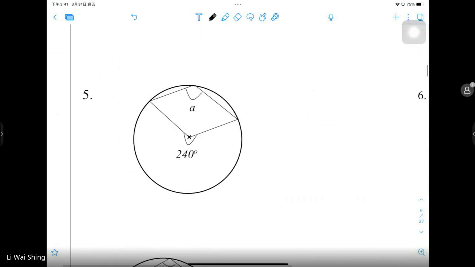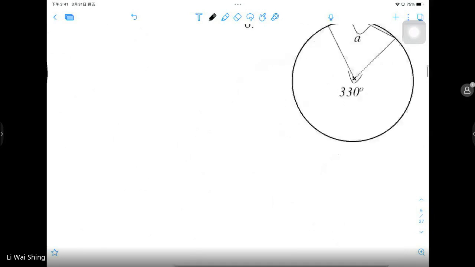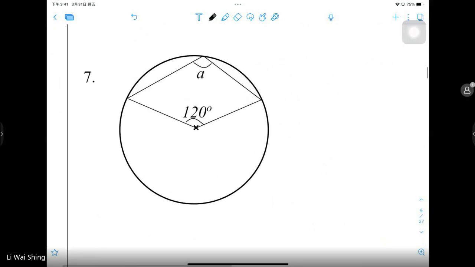All right. And this one, A is equal to 120. Yes. And then it is 165. And the last one, don't tell me it is 60. Yeah, 120. Keep in mind that if this is an obtuse angle, the angle at center is the reflex angle. So you need to find the value of the reflex angle, and then half of it is equal to 120. Done.